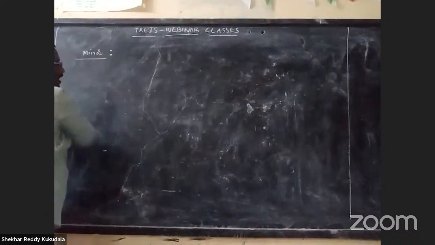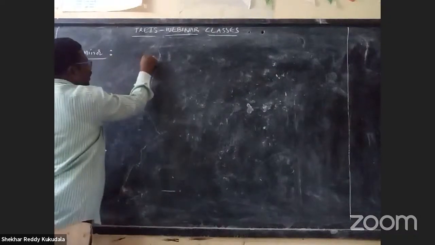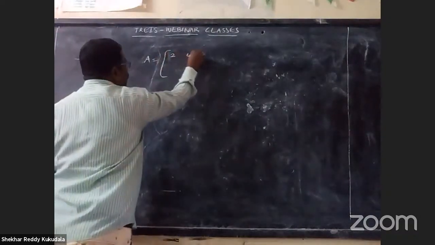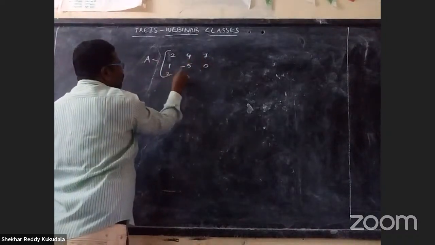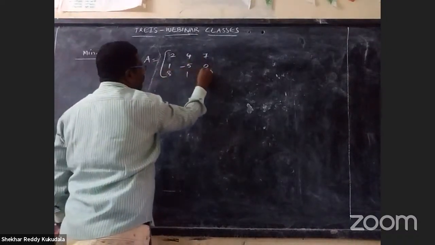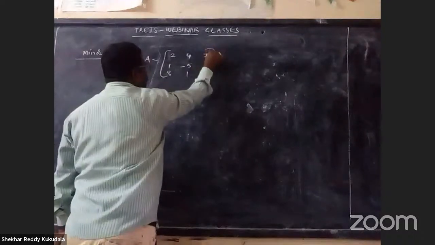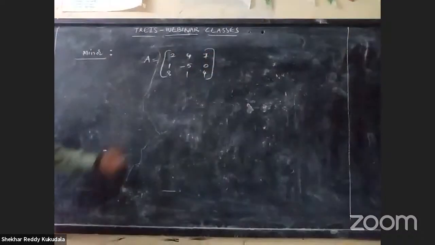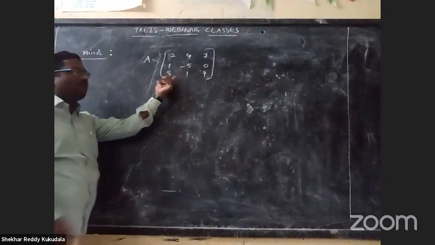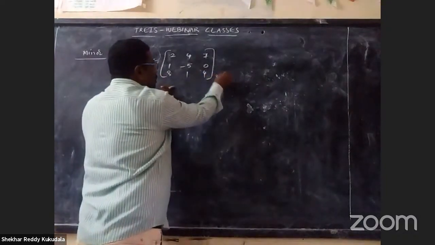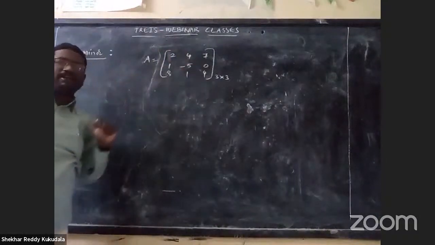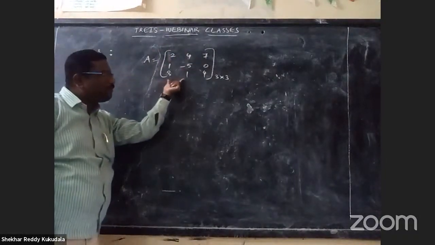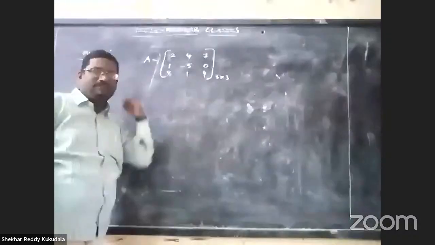What is meant by minor? For example, A is equal to the matrix with rows 2, minus 4, 7; 1, minus 5, 0; and 2, 3, 1, 4. For example, this is a square matrix of order 3. How to find the minor of each element of this matrix? Once we see the example, later we will give the definition.